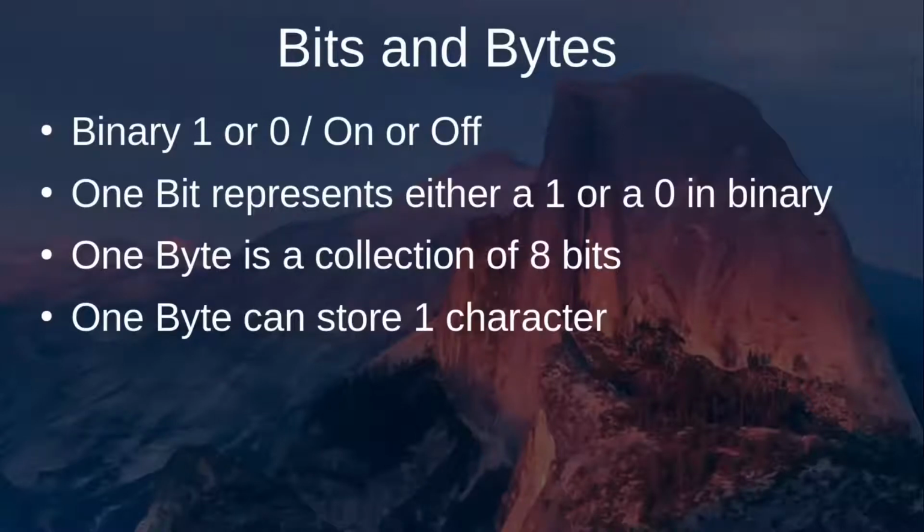1 bit represents either a 1 or a 0 in binary. So 1 bit of information is either a 1 or a 0. 1 byte of information, spelled B-Y-T-E, is a collection of 8 bits. And 1 byte can typically store 1 character. So 8 bits can represent 1 character, such as an A, a B, or a single integer value.